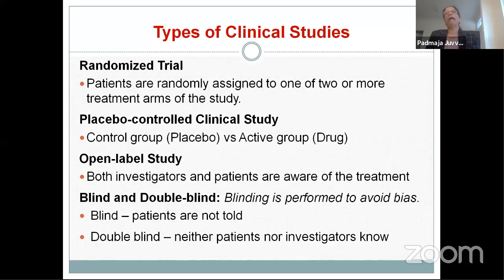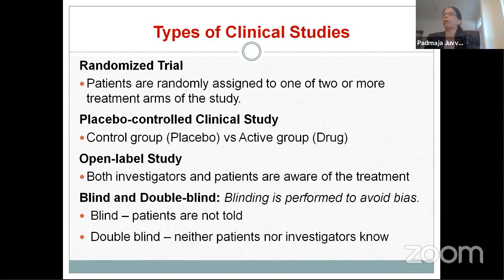And then we have something called an open label study. This means everybody knows what's going on with the clinical study. The patient is aware what drug they're receiving, and whether it is a placebo or the active drug, and the investigator is, of course, aware of it.